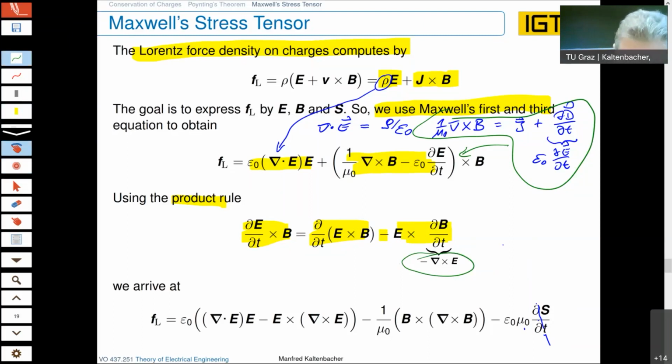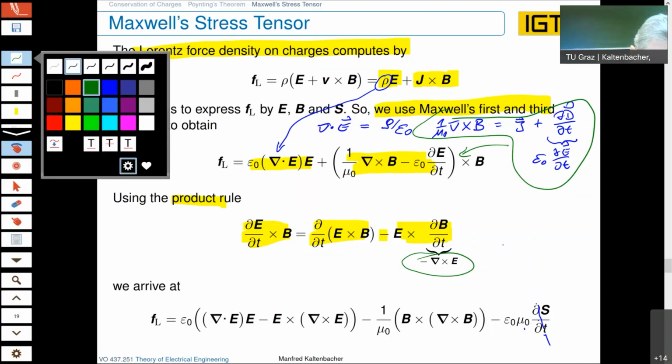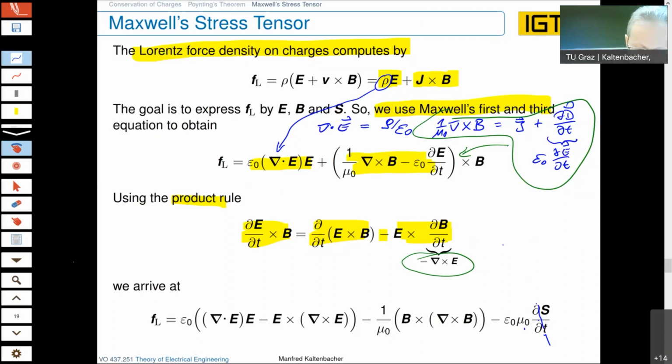Okay, so in this sense, now we already have used here this reformulation of the Lorentz force, and with the help of this vector identity, we now get here the Lorentz law, in this sense that we have the first term as we had, yeah.